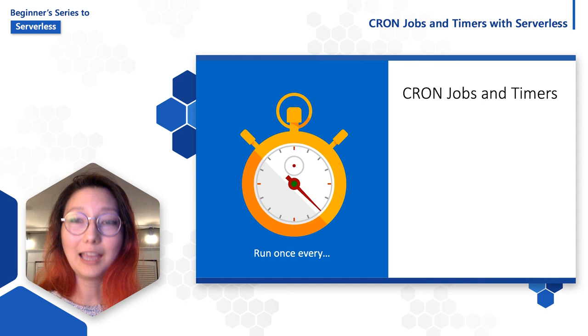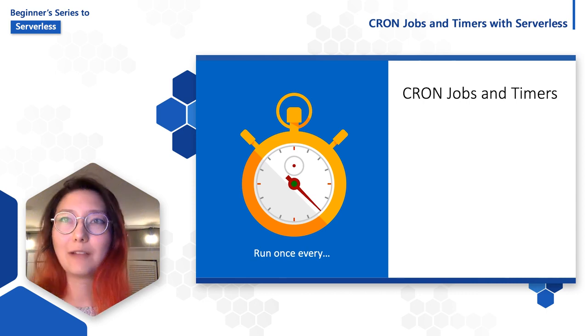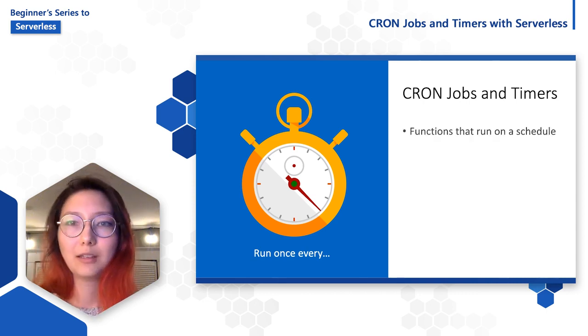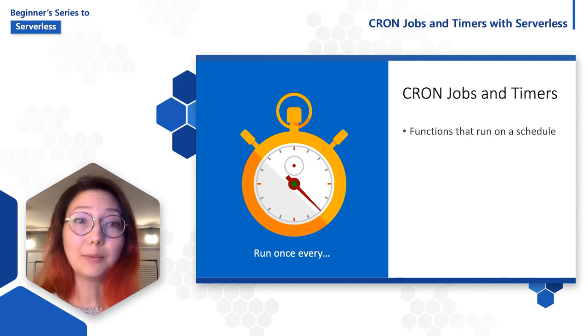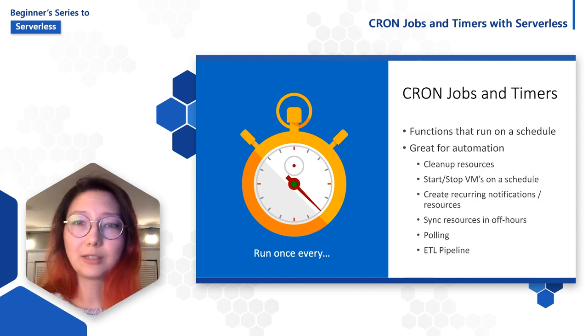A cron job is a Linux command that is used for scheduling tasks to be executed sometime in the future. Timer triggers are what we use in Azure Functions to create functions that run on a schedule. Cron jobs in Azure Functions are called timer-triggered functions. Conceptually, they're pretty much the same.